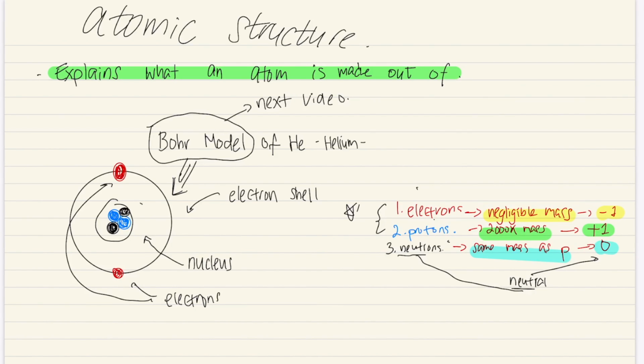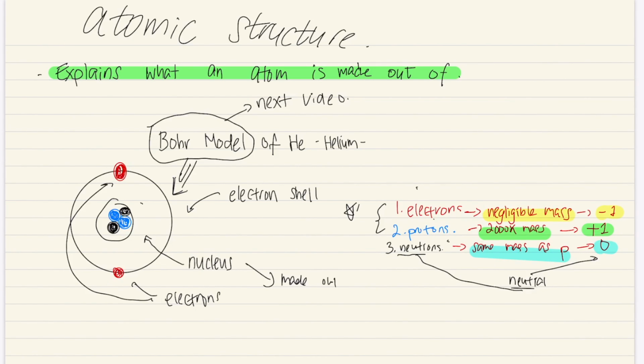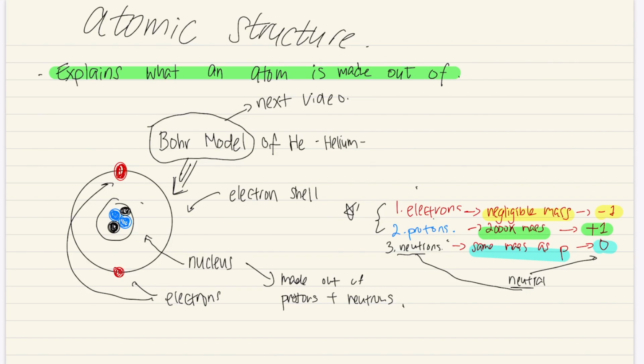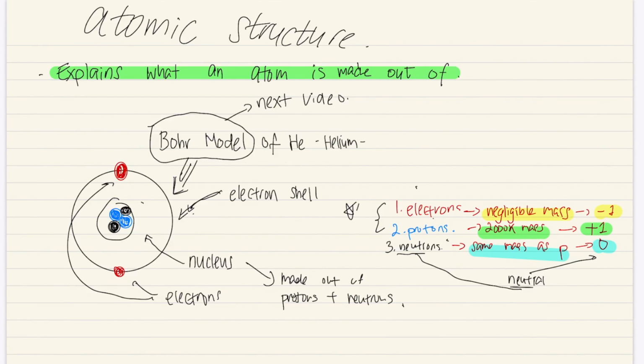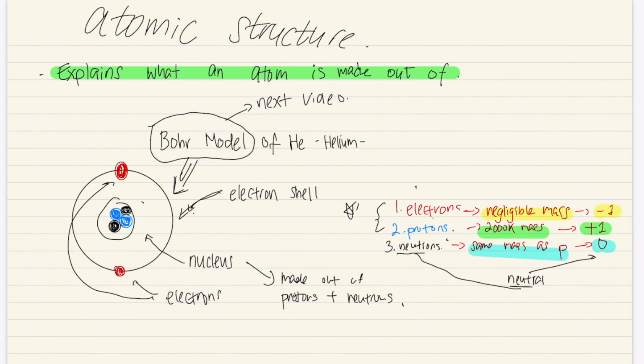If you want to go into a bit more detail, we can talk about the nucleus. The nucleus is made out of protons and neutrons. And the electron shell, this big circle here, is basically like a path that the electron orbits in. In the Bohr model, it's simplified into a giant circle, and we just assume that electrons orbit in this giant circle.